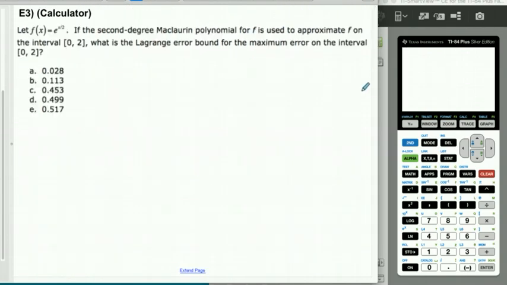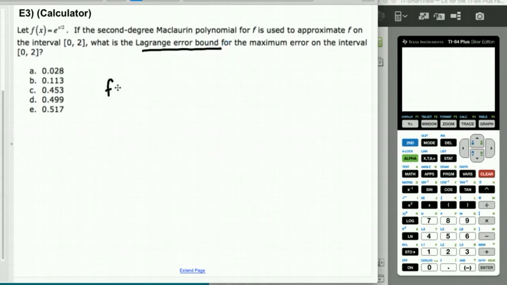Let's do something with the calculator. So let f of x equal e to the x over 2. If the second degree Maclaurin polynomial for f is used to approximate f on the interval from 0 to 2, what is the Lagrange error bound for the maximum error on the interval? So you're not actually asked to approximate, you're just asked for the Lagrange error, right?